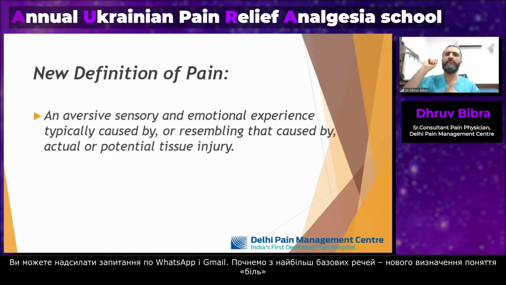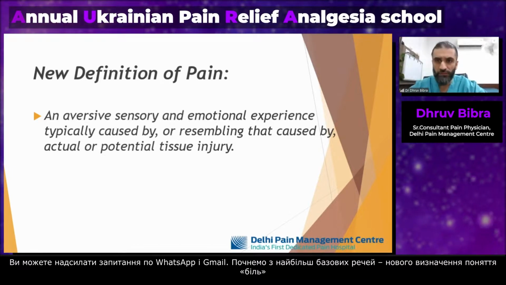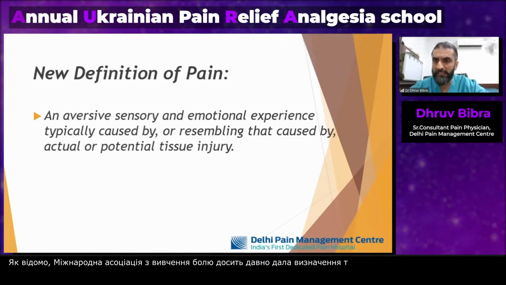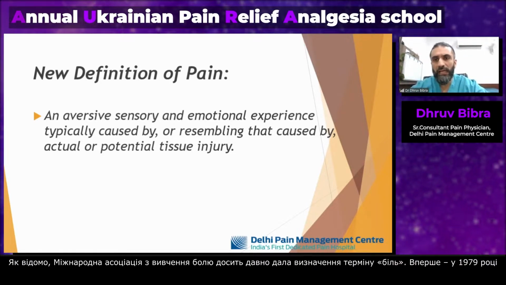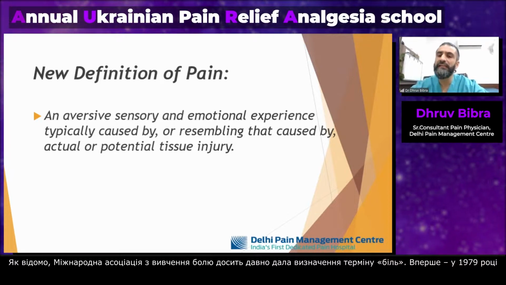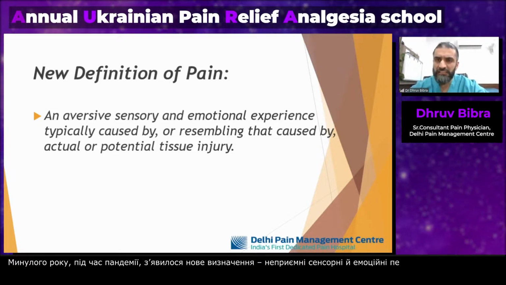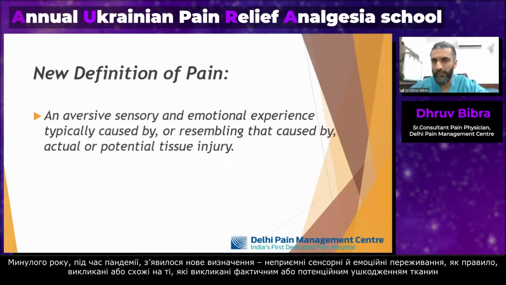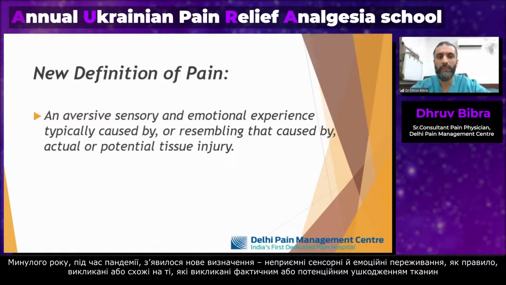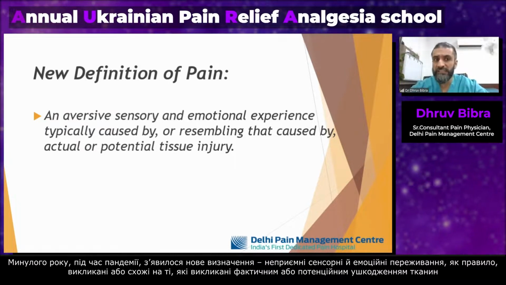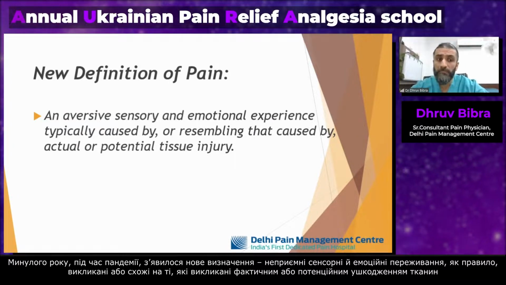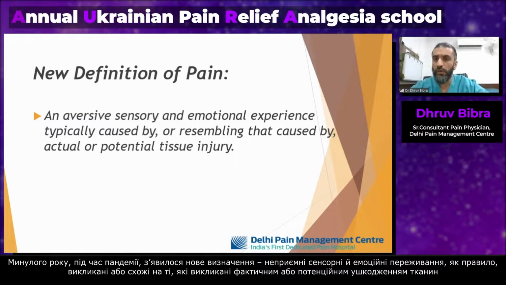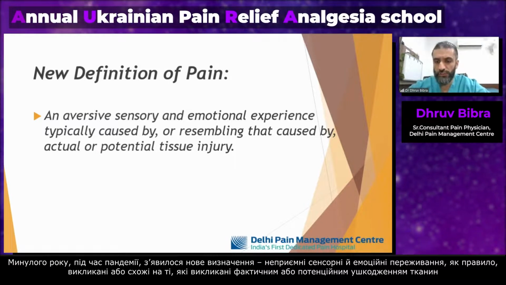So let us start from the very basics. What is the new definition of pain? As you all know, IASP has been giving us the definition of pain for a very long time. It gave the first definition in 1979. And last year, during the pandemic, they came up with a new definition of pain, which says that pain is an aversive sensory and emotional experience typically caused by, or resembling that caused by, actual or potential tissue injury.